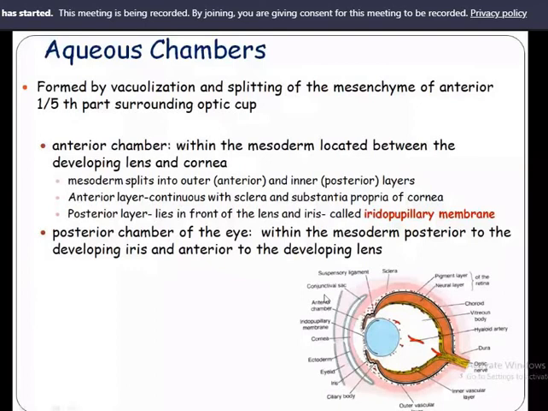Is it clear how the anterior chamber and the posterior chamber are formed? Those are mainly formed by the splitting of the mesoderm.